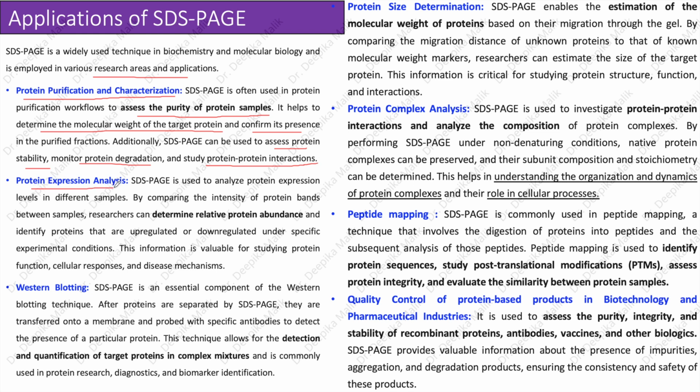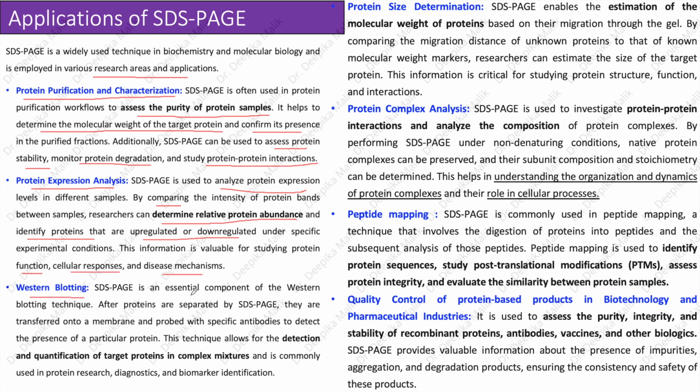Protein expression analysis. SDS PAGE is used to analyze protein expression levels in different samples. By comparing the intensity of protein bands between samples, researchers can determine relative protein abundance and identify proteins that are upregulated or downregulated under specific experimental conditions. This information is valuable for studying protein functions, cellular responses, and disease mechanisms.